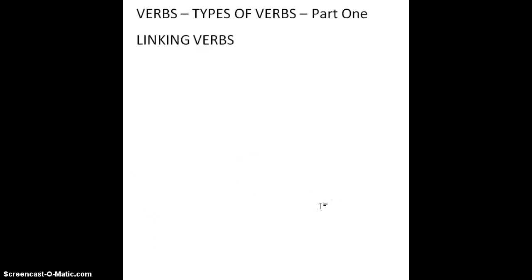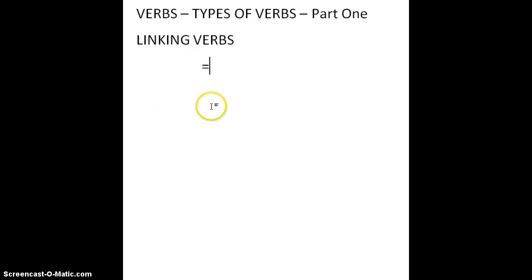One kind of non-action verb is called a linking verb. And we call it a linking verb because basically what it means is an equal sign. I am a teacher. I equal teacher. She is nervous. She equals nervous.